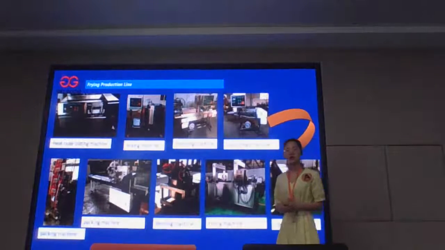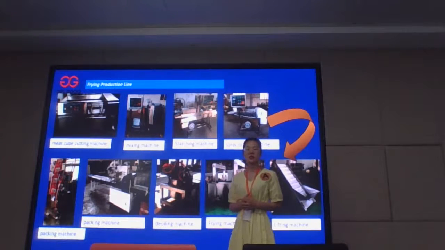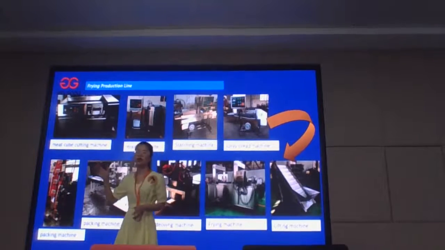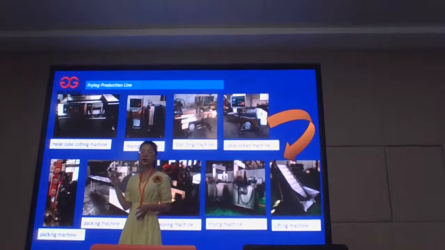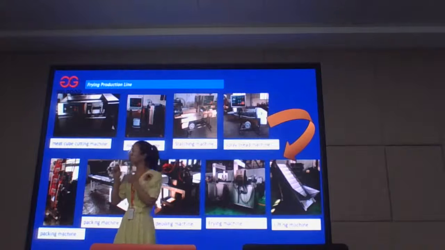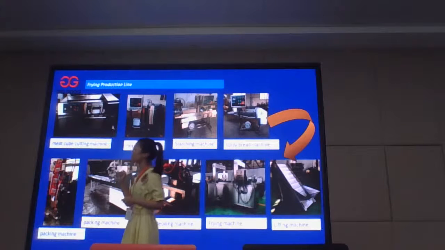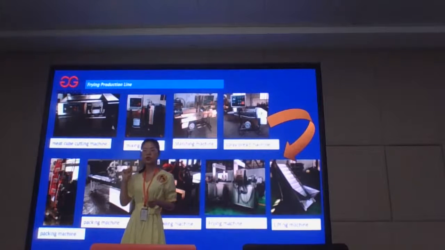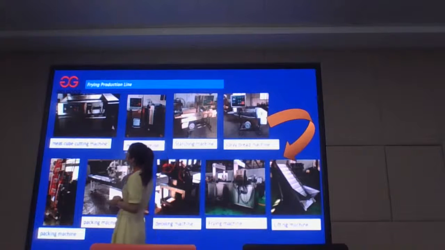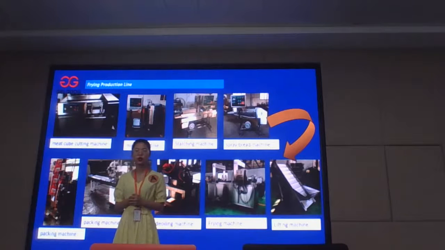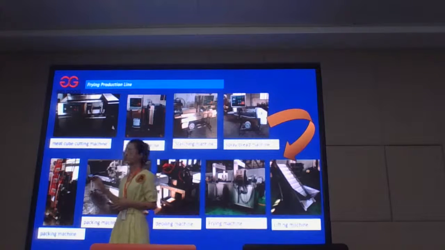Okay, for now, let me introduce this production line. This is the chicken nuggets production line. First we need the meat cube cutting machine. This machine cuts the meat into small pieces. The size of the pieces can also be changed on this machine. Just tell us what size of meat cube you want to cut, and the machine can do that.